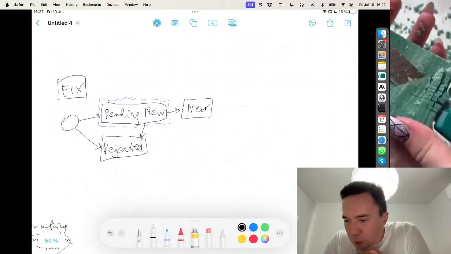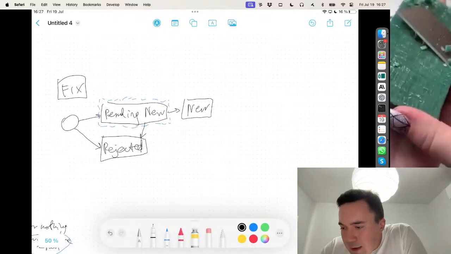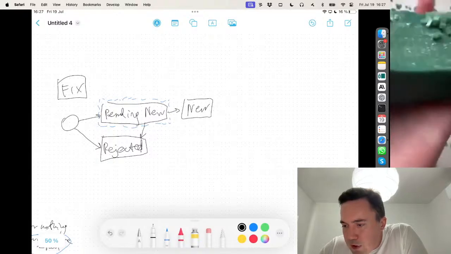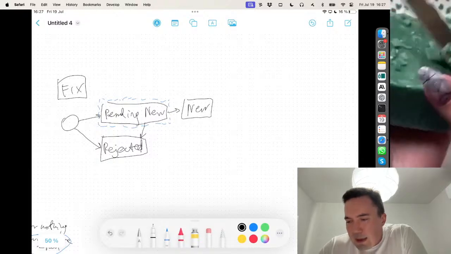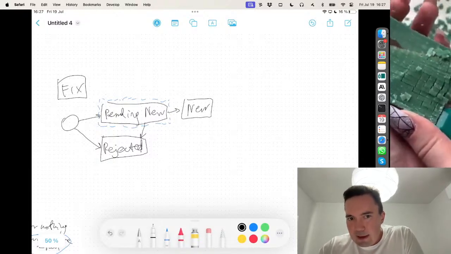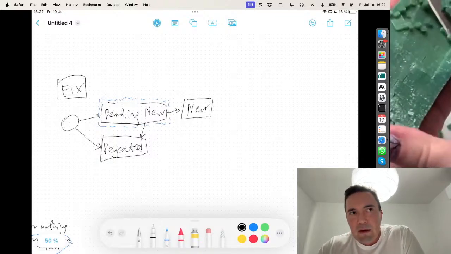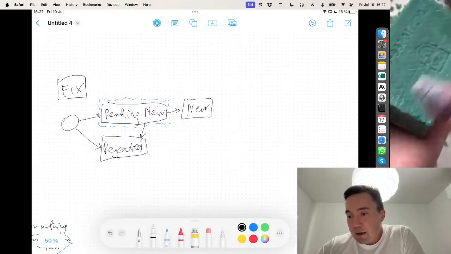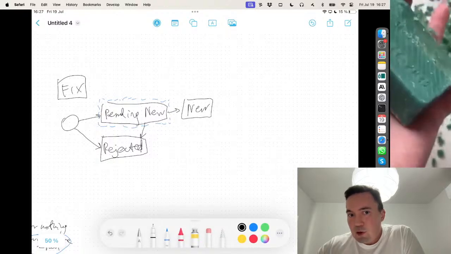Then, okay, we have a question. Is that right that at one point FIX protocol was created and all the exchanges just agreed to use it? As I understand it, FIX protocol was created by exchanges themselves to use it.